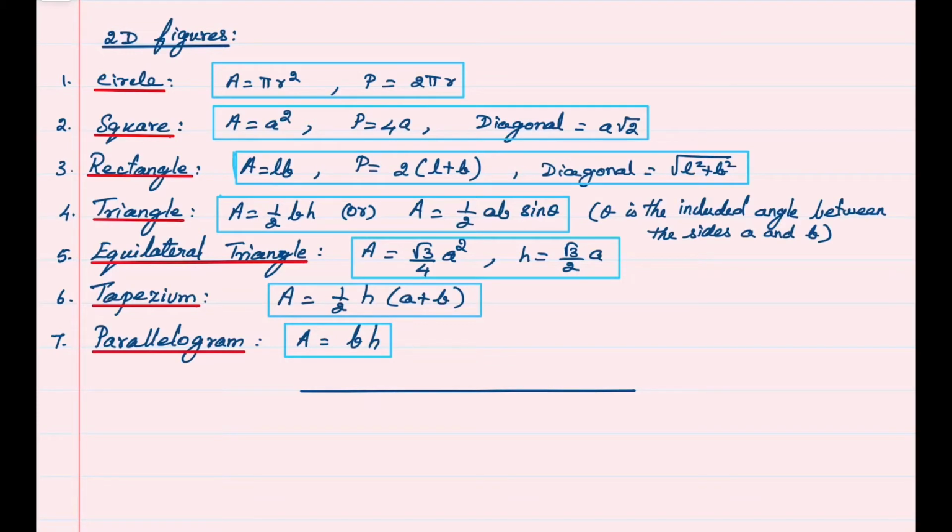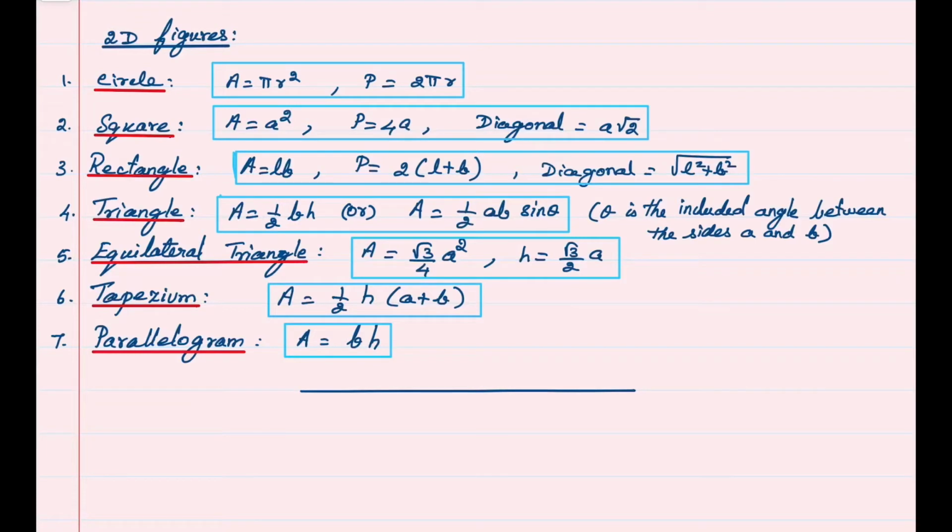First one, circle. Area of a circle is pi r square, perimeter of a circle is 2 pi r, where r is the radius of the circle. And second one, square. Area is a square, perimeter is 4a, and length of the diagonal is a root 2, where a is the side of the square. For rectangle, area is L into b, perimeter is 2 times L plus b, and diagonal of the rectangle is root of L square plus b square, where L is the length of the rectangle, b is the breadth of the rectangle.